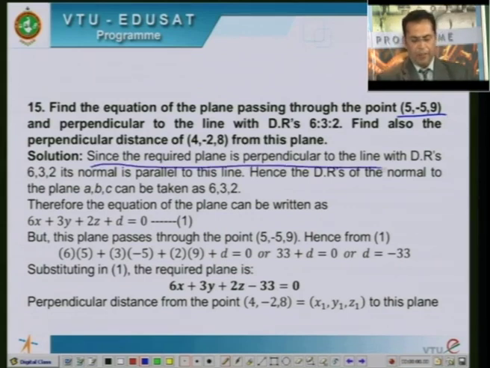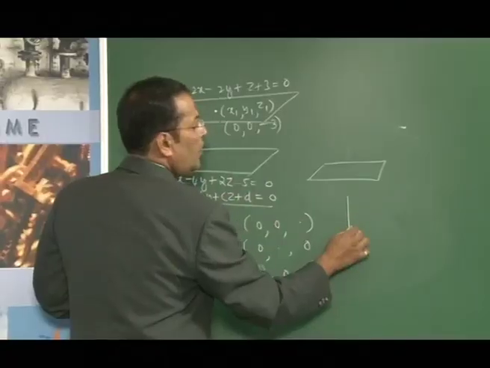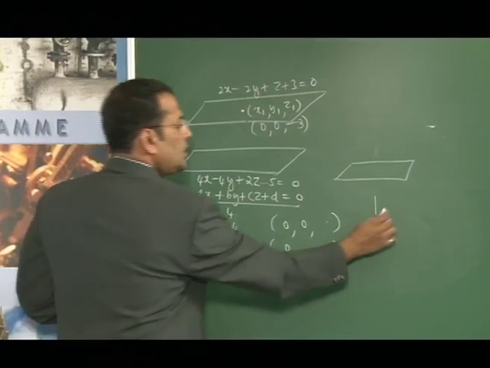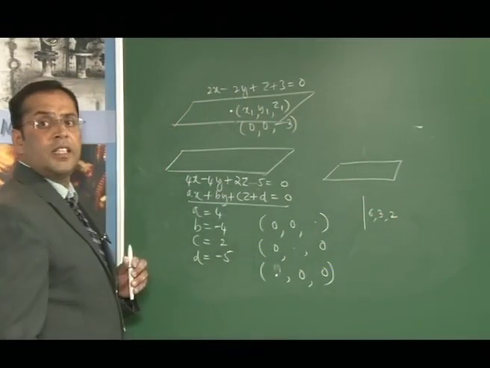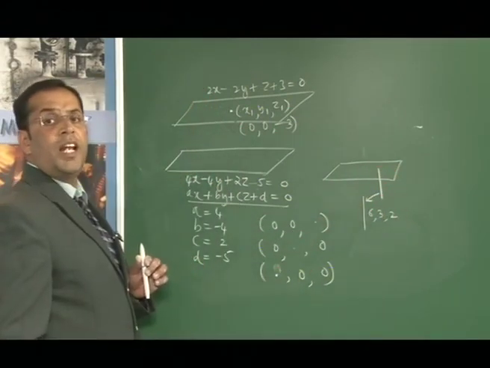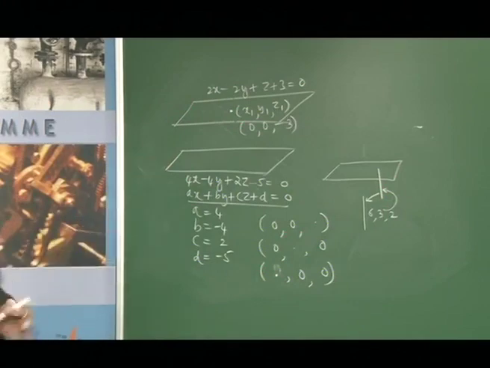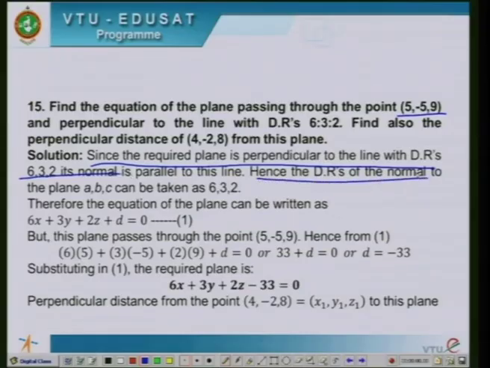Observe that the required plane is perpendicular to the line with ratios 6, 3, 2. So, if the plane is perpendicular to the line, obviously, the normal drawn to the plane is parallel to the line. Hence, the normal drawn to this plane is parallel to this line and two parallel lines have the same proportional ratios. Therefore, the same 6, 3 and 2 will apply to that line also. That is what you see here. Hence, the direction ratios of the normal to the plane, A, B, C, can be taken as 6, 3 and 2.